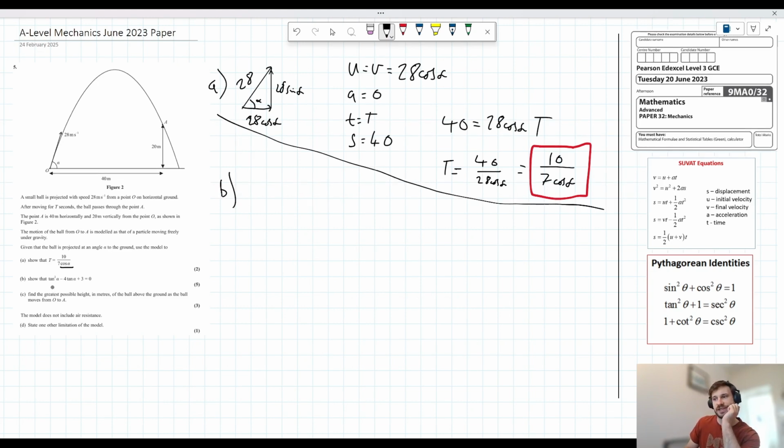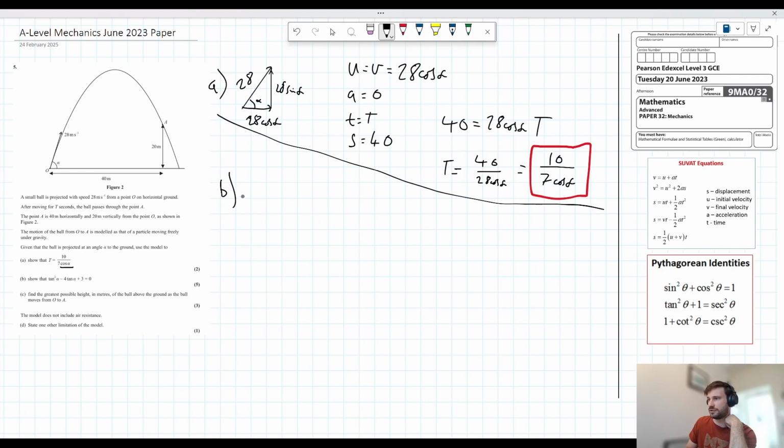So part B is asking, show that tan squared alpha minus 4 tan alpha plus 3 is equal to 0. For this section, we want to consider the vertical motion of the ball. We understand that we start from a place of 0, we move up to a maximum height here, and then we move back down to a displacement of 20 meters vertically from the origin.